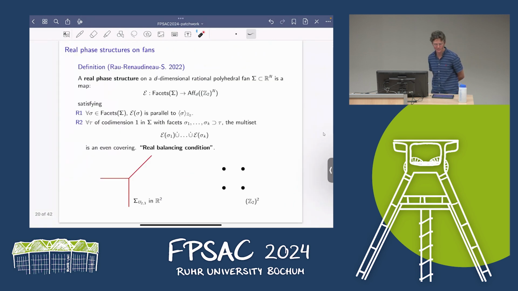And the second condition, this is sort of a real balancing condition. If you know the balancing condition in tropical geometry, I want you to try to think of this as a real analog. It's that if you look at every codimension one face in the fan, and all of the facets that are adjacent to it, right? So we have an affine space over the field of two elements for each one of those top-dimensional faces. Well, I take the union of all of those, but as a multi-set, I want it to be an even covering. That means every element of the vector space appears an even number of times.